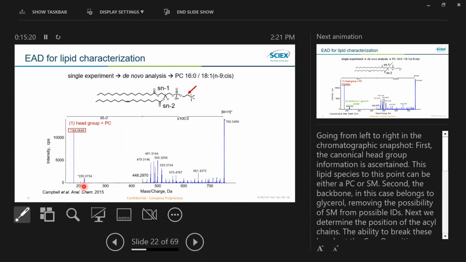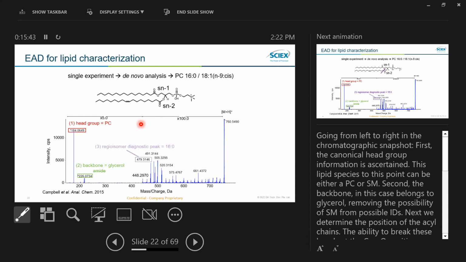If you look at this peak next to it, this doublet at 224 and 226, this tells us that the backbone is a glycerol backbone. If there was a 225 peak there, that would indicate a nitrogen atom, and that would be a sphingosine backbone. So we can infer here that we have a glycerophospholipid, not a sphingolipid.